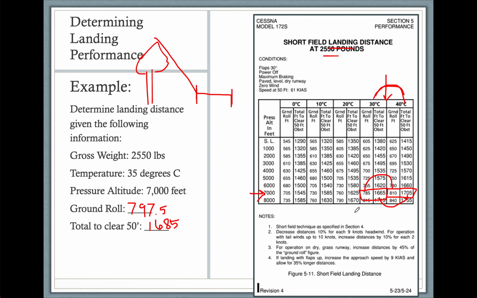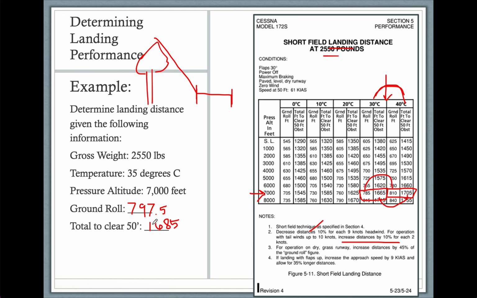Now, if there was a headwind, I would decrease distances by 10%. If there's a tailwind, I increase distances by 10%. The difference is 9 knots of headwind only decrease you by 10%, but you gain 10% for each 2 knots of tailwind. So if I have a 50, I'm sorry, that'd be a lot. If I have a 10 knot tailwind, that would increase my landing distances by 50%.